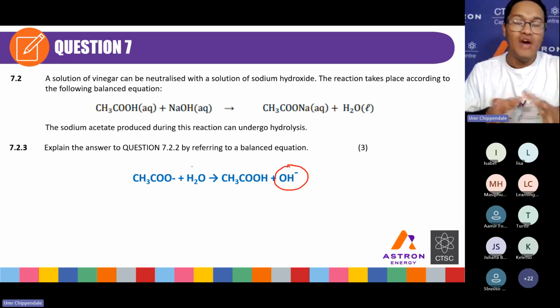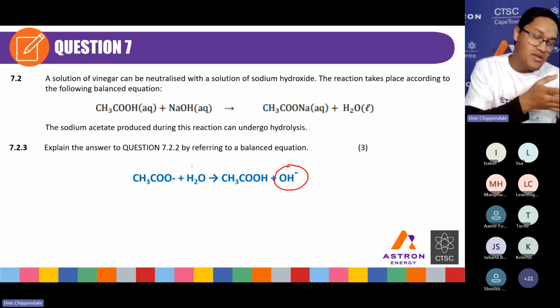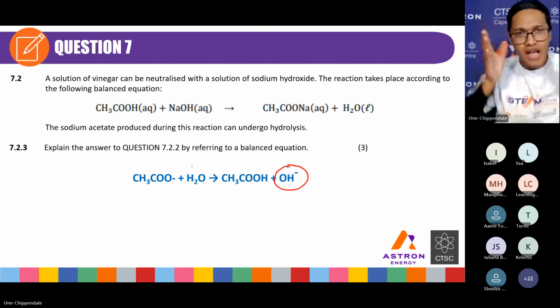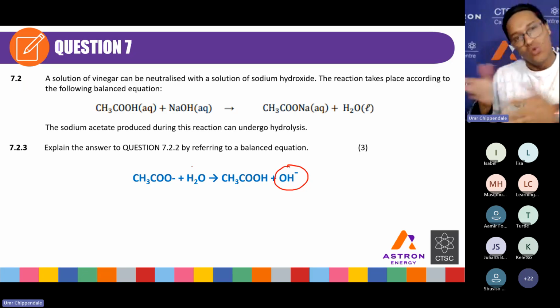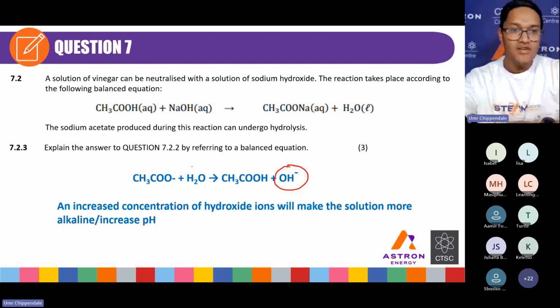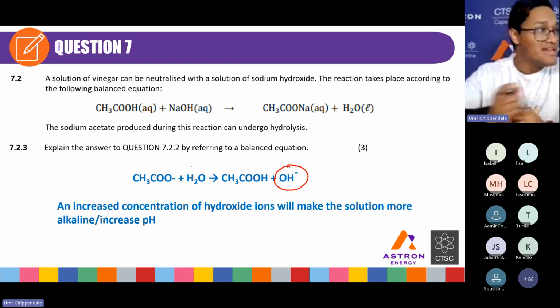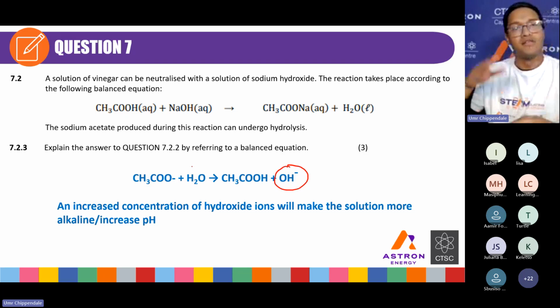Because remember, your hydronium ions, which is H3O plus ions, will make your solution more acidic. OH minus ions, which is hydroxide ions, will make it more basic. So in this particular case, we increase the concentration of your hydroxide ions, and therefore it will make it more alkaline, which is also known as a basic solution, and therefore it will increase your pH, because remember, pH goes from 1 till 14.